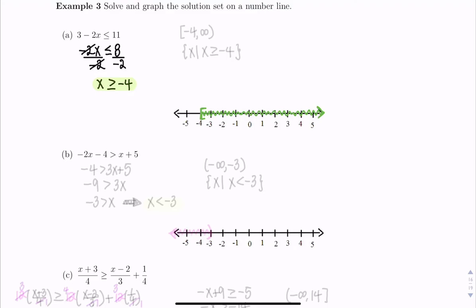If we were to write this in interval and set builder notation, interval notation would be bracket negative 4 to positive infinity with a parenthesis, and set builder has my curly braces: x such that x is greater than or equal to negative 4. Now go ahead and pause the video and try 3B for yourself.